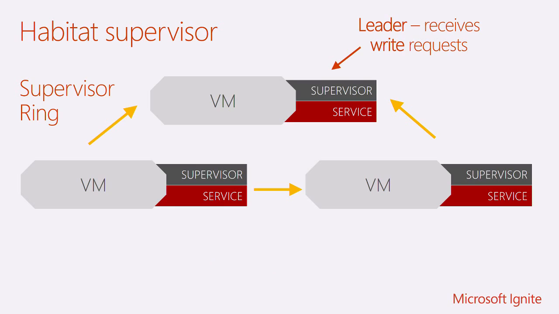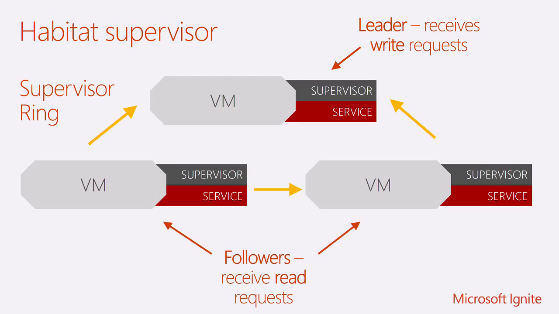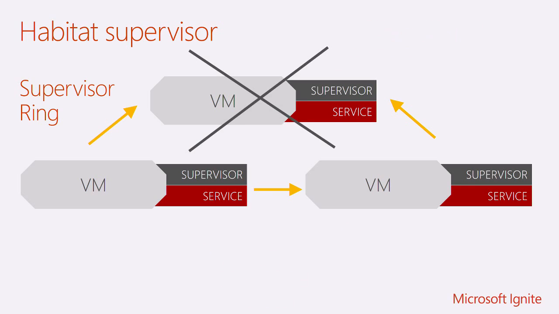That means this one, again with no human intervention, is going to start receiving all the write requests to this MySQL cluster. And these 2, the followers, are automatically going to start receiving all the read requests. Now let's take this further. Let's say something bad happens. Something goes wrong, and this VM with the leader supervisor goes offline.